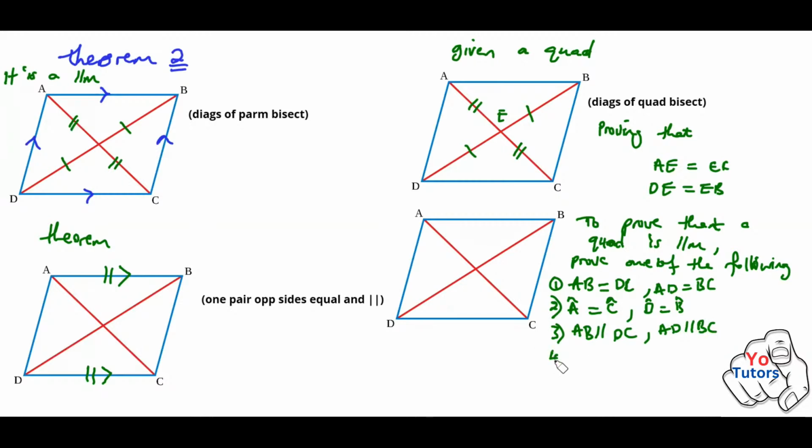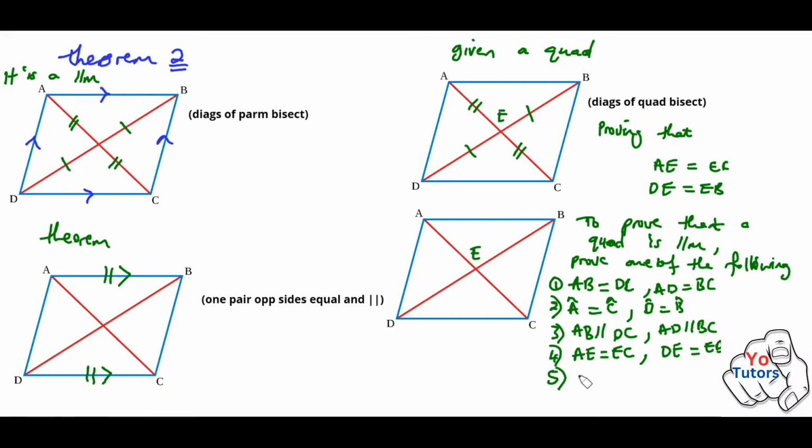Then number four, we must see the diagonals bisecting each other. What we see here is AE is equal to EC, and also DE must be equal to EB. So if you are able to prove any of these, then we know that you are right.